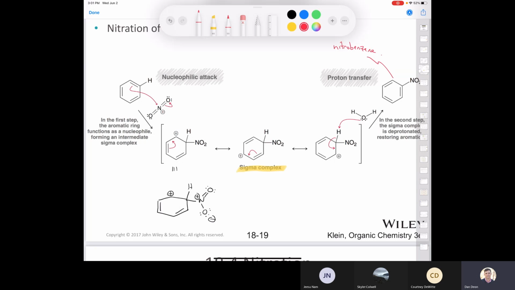Nitrobenzene. Pretty cool molecule, a nitrobenzene molecule. All right. Now you might be wondering, what do you do with that? You know, what do you do with the nitrobenzene? Well, whatever you want, I guess.